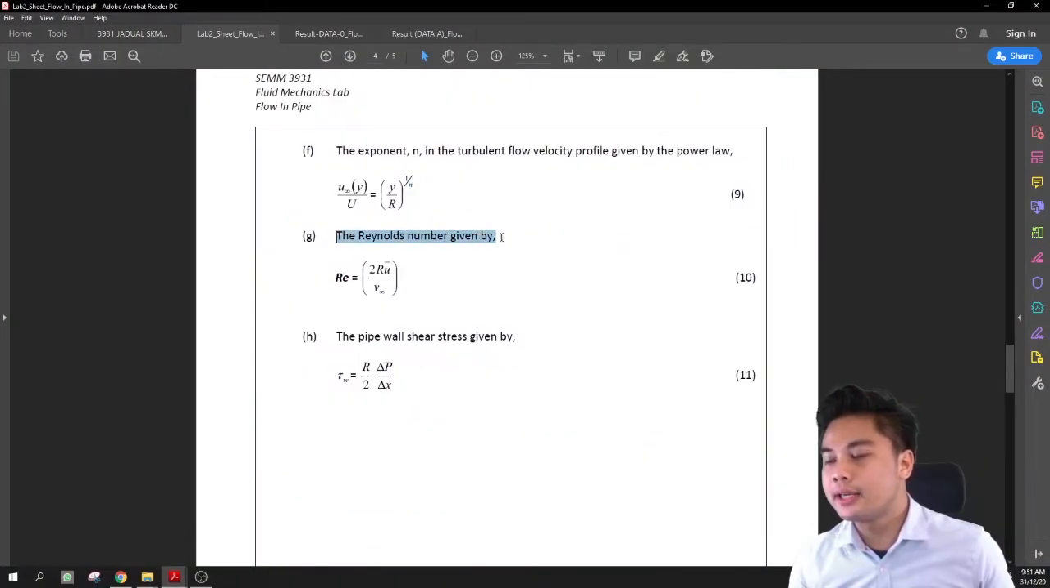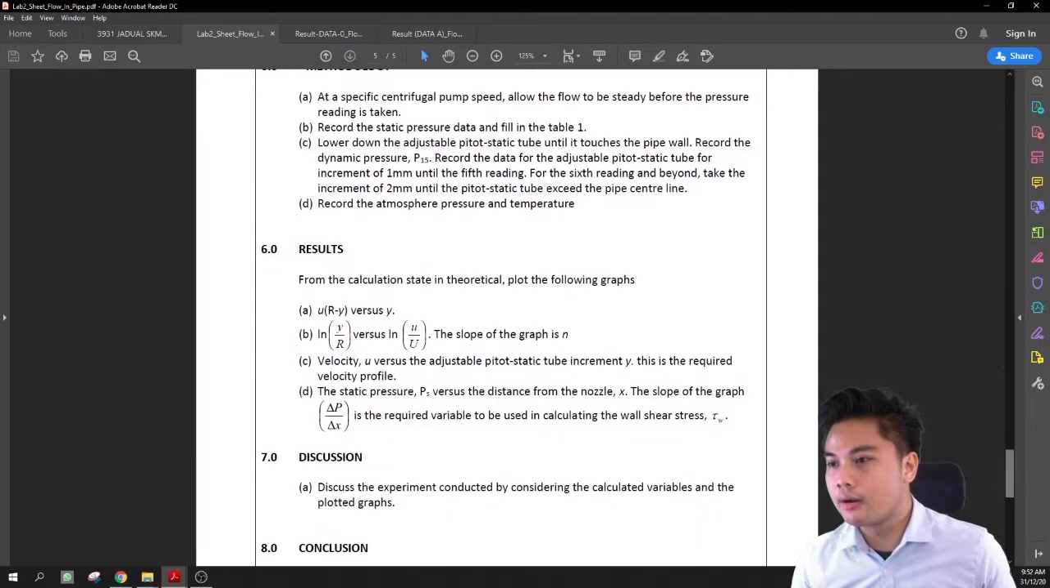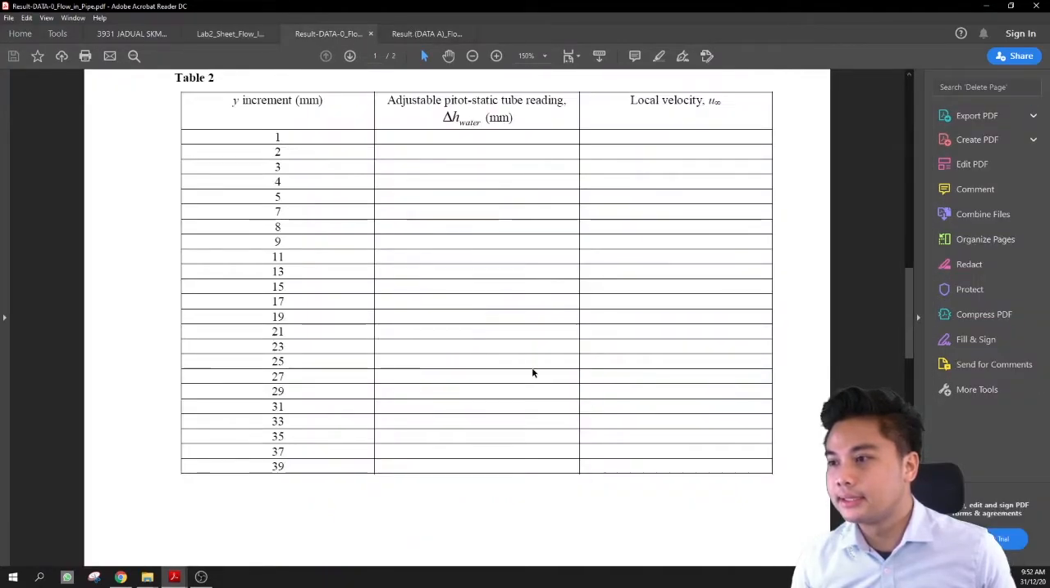The Reynolds number given here is the air density multiplied with 2R, the total diameter, multiplied with the average air velocity over the dynamic viscosity of air. This one you have calculated before. And lastly, the pipe wall shear stress is given by tau wall equals radius over 2 multiplied with delta P over delta X. So how to get delta P over delta X? It is from your plot D. You need to plot the static pressure P versus the distance from the nozzle, P versus X. This one.